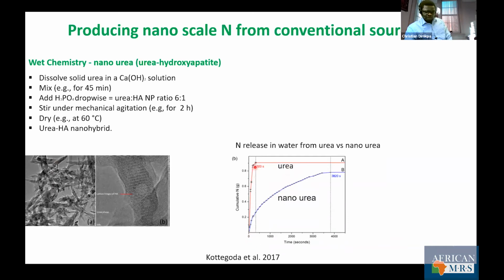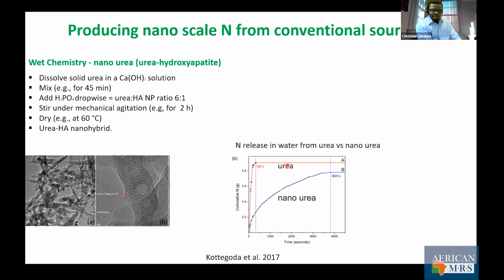Immediately you add it in water or put it in soil, it dissolves, and then it plateaus out. The nano urea keeps dissolving slowly but steadily over time. So by doing this, you are controlling the release of the nitrogen from the urea that is nano-enabled compared to the plain urea. So this will be an advantage in terms of how you manage your nitrogen in the soil.